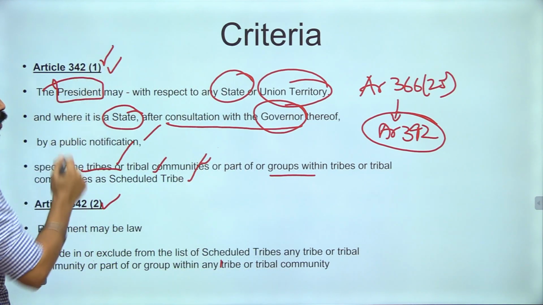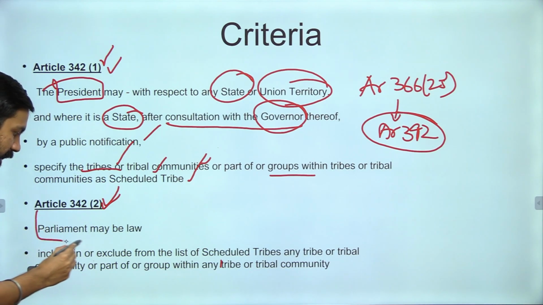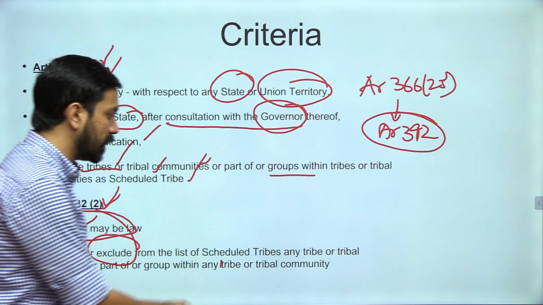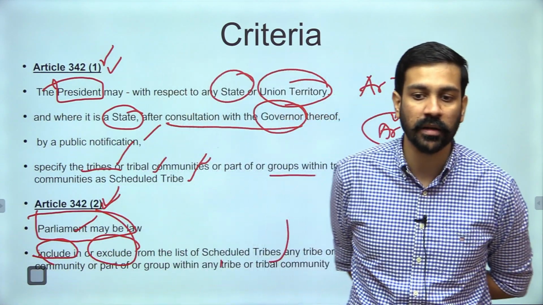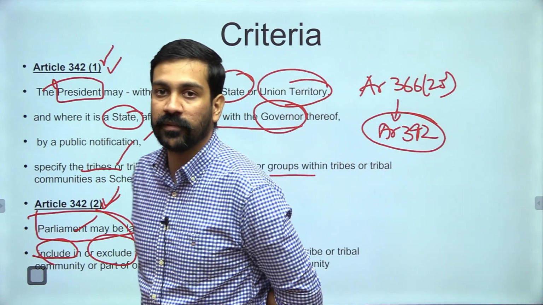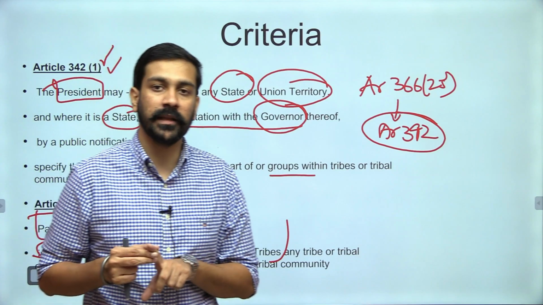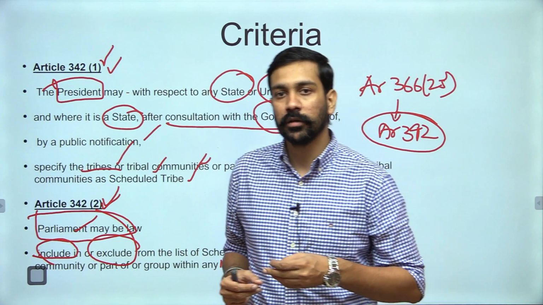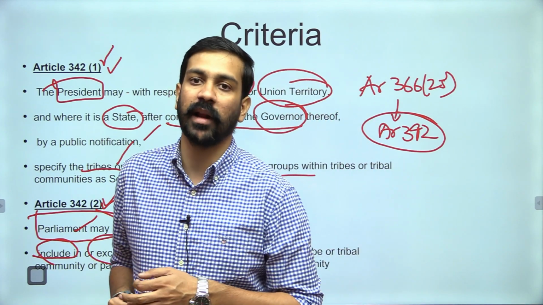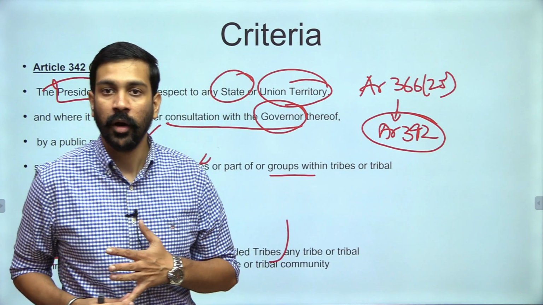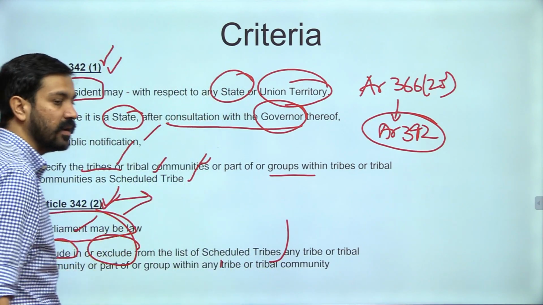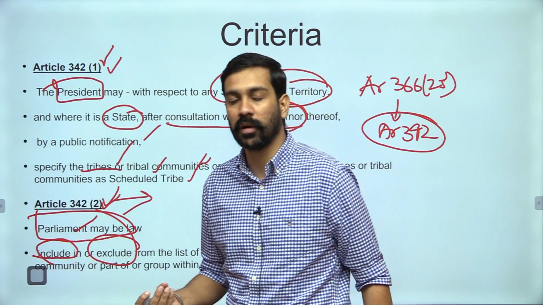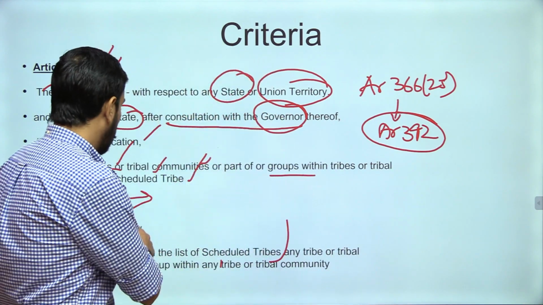That is Article 342(1) and 342, that Parliament by law may include as well as exclude from the list of scheduled tribes any tribe or tribal community. So, we have two scenarios here. First is by the President of India. Second one is that the Parliament can enact a law where it can include or exclude any tribe from the list of scheduled tribes. This was the recent mechanism through which 15 tribes have been included in the scheduled tribes list by the Parliament.